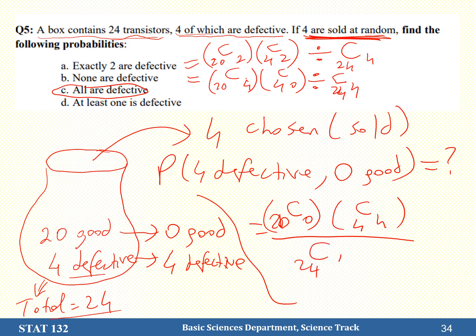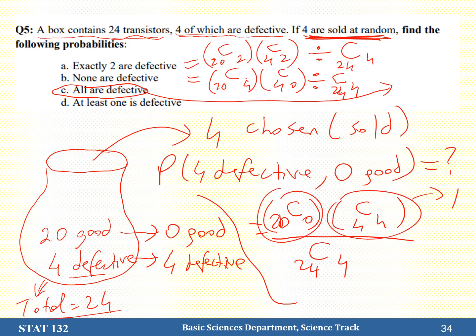24 choose 4. Now we can write this one here. These are all 1. If you calculate them, this is 1, this is 1. So I will just say the answer here is 1 divided by 24 choose 4. So you can calculate this one.